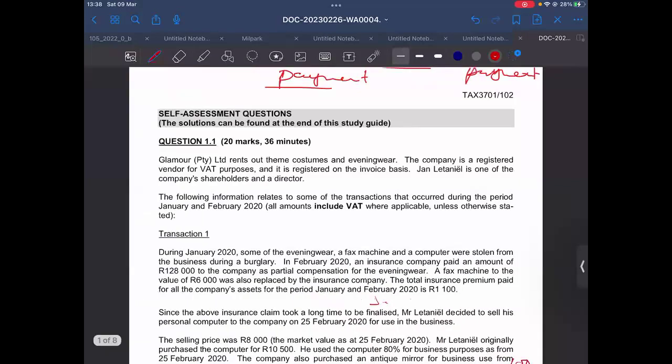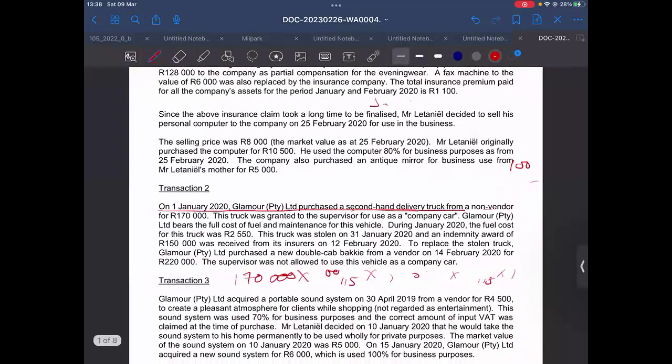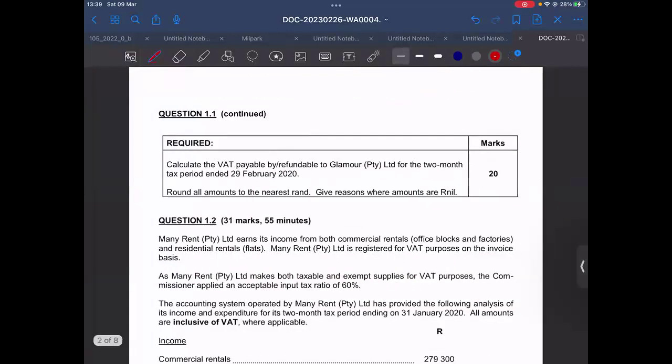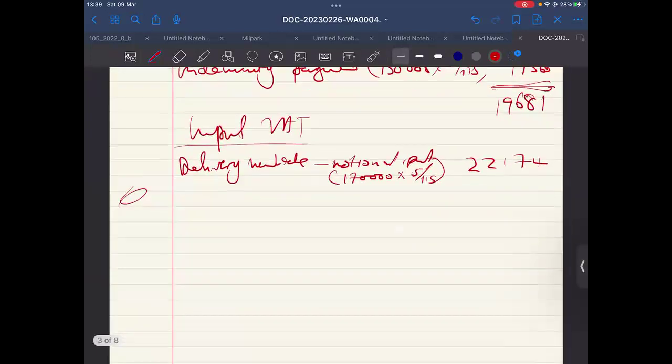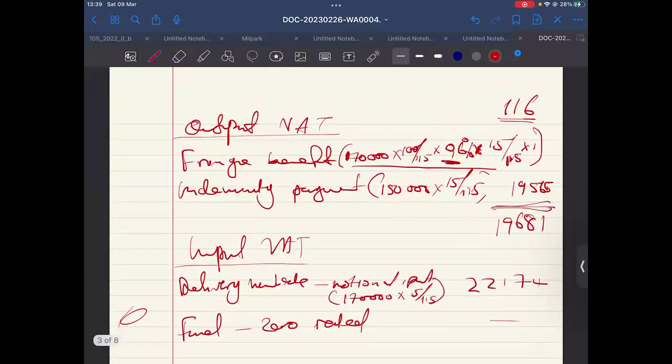What else did you pay or purchase there? There was a few. During 2022, the fuel cost for the truck, 2,500. Fuel cost, we're going to say fuel is zero rated. There is a zero rated supply, so it's nil, dash or zero there. You get a mark for that.